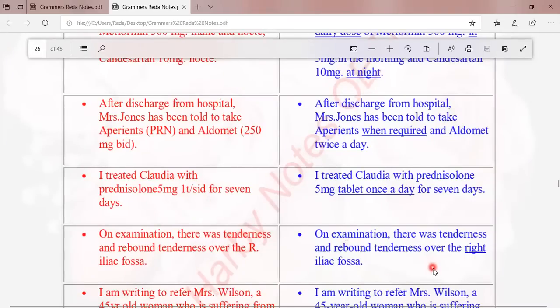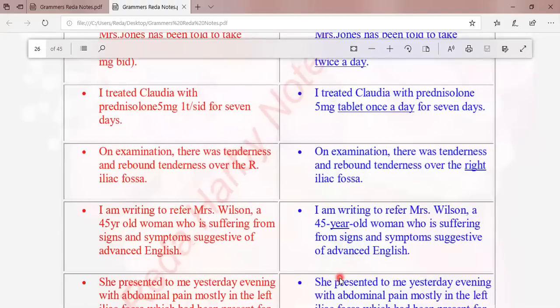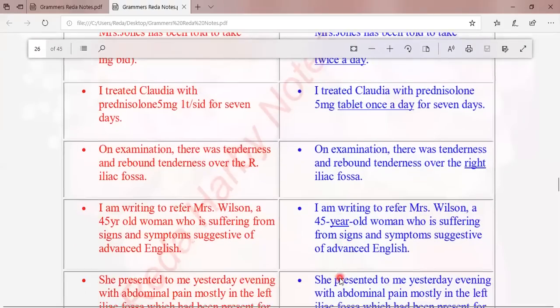On examination, there was tenderness and rebound tenderness. Better to say there were. Why? Because this is two and this is not singular, this is plural. So upon examination or on examination, comma, there were tenderness and rebound tenderness over the right iliac fossa. Yes. Don't say right iliac fossa. Say the right iliac fossa. Why? Because this is a definite body part. Her stomach, his hand, his right hand, or the right side of his hand, like that.